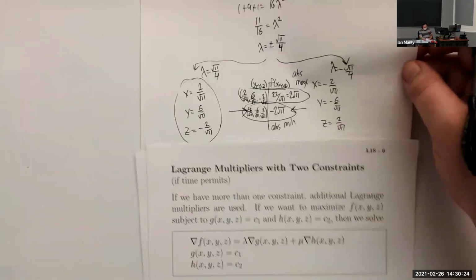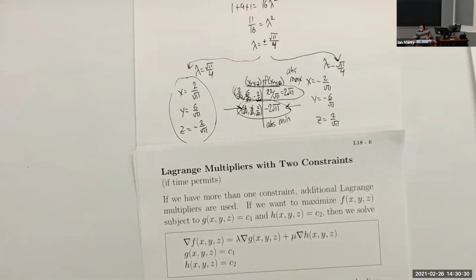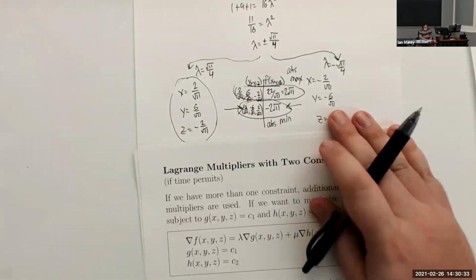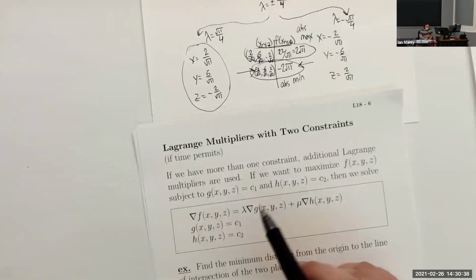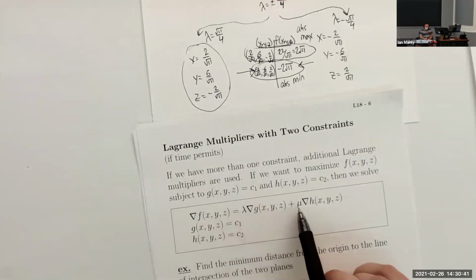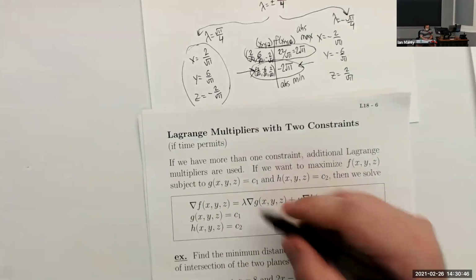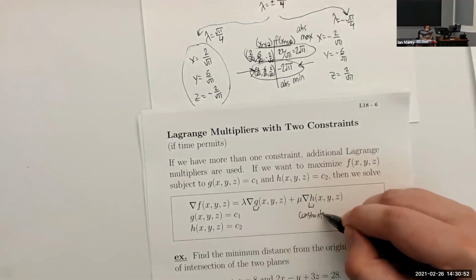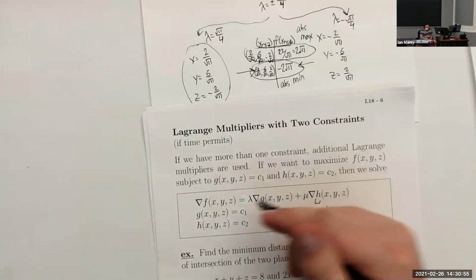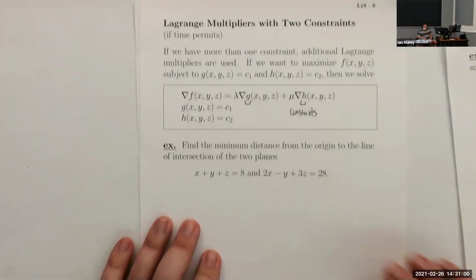Okay. Now let's see here. So we're supposed to do Lagrange multipliers with two constraint equations if time permits. And does time permit? Yeah, time permits. We have 15 minutes. So let's go ahead and try this out. If we have two equations, then the gradient of f will end up being lambda times the gradient of g plus another multiplier called mu times the gradient of h, where both of these are constraints. All right, so we have multiple Lagrange multipliers here. All right, so let's see how this pans out.